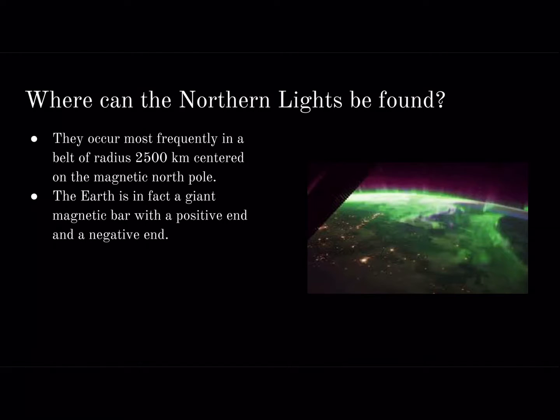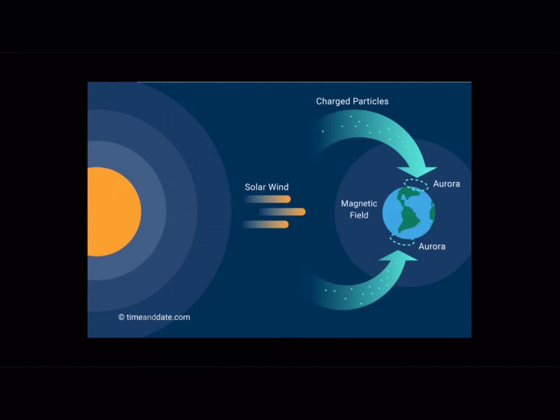Some of the differences between them would be ionic is the complete transfer of valence electrons, and covalent is the sharing of electrons. They occur most frequently in a belt with a radius of 2,500 kilometers centered on the magnetic North Pole. This so-called auroral zone extends over northern Scandinavia, Iceland, the southern tip of Greenland, and continuing over northern Canada, Alaska, and along the northern coast of Siberia. This is an example of what is happening.